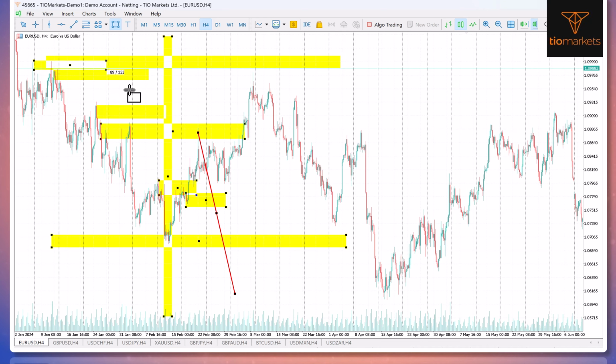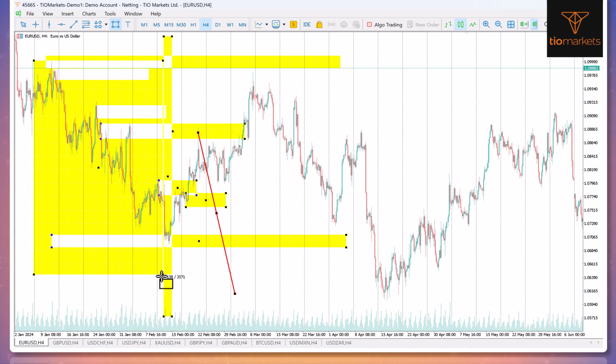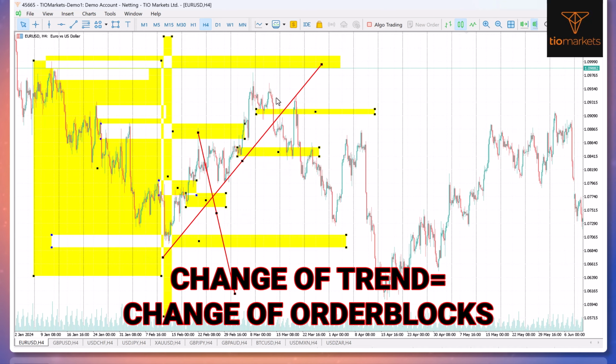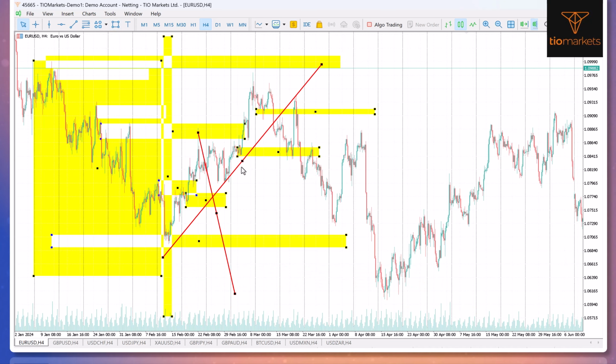So remember, we are going to ignore everything on this side, and we're only going to buy until price breaks a low and changes direction. In this case, we are not going to be using these order blocks. You see, we were using these order blocks to buy when price was buying in this area here. So as soon as this trend line is taken out, we will not be taking these buys.